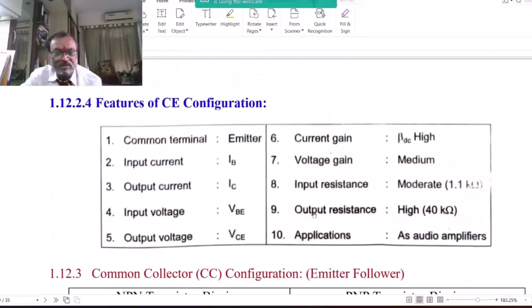That's all, friends, about the common emitter configuration. In the next part of this lecture, we will see the common collector configuration.